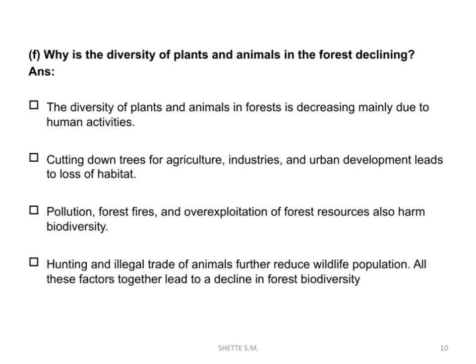Additionally, pollution, forest fires, and overexploitation of forest resources also play a significant role. They put immense stress on the ecosystem and can wipe out entire species or reduce their populations drastically. And let's not forget hunting and illegal wildlife trade. These activities directly target animals, especially those that are rare or endangered, further reducing their numbers. All of these factors, habitat destruction, pollution, fires, overharvesting, hunting, and illegal trade, combine to create a serious decline in forest biodiversity.